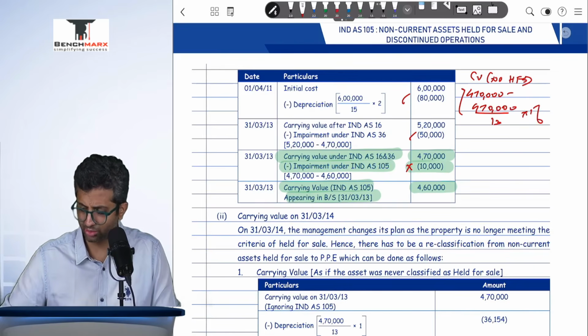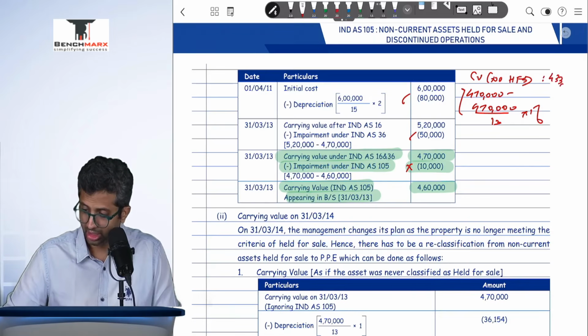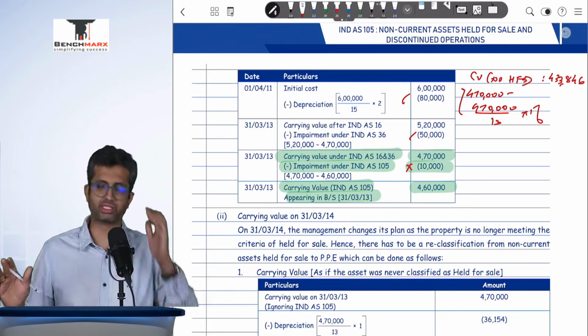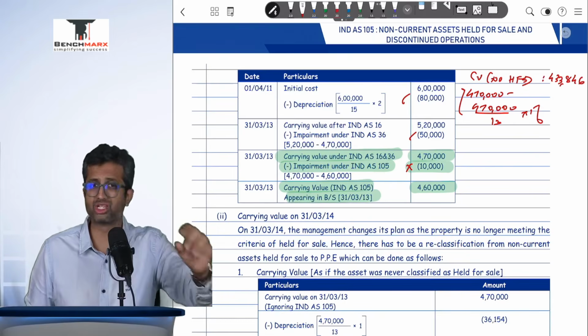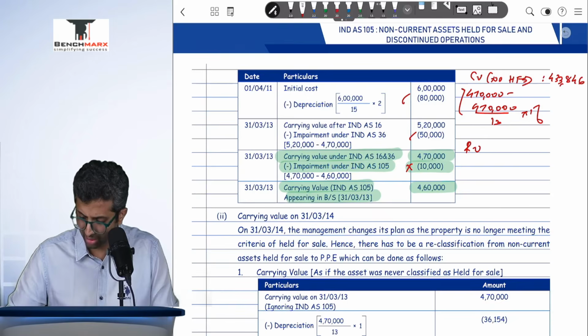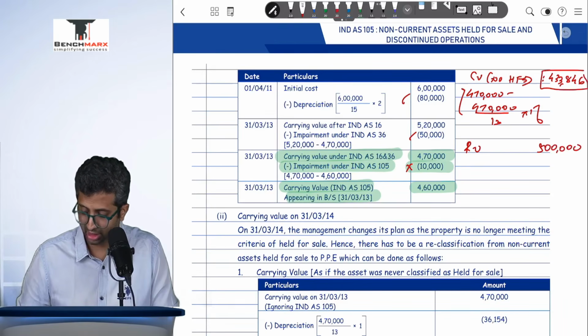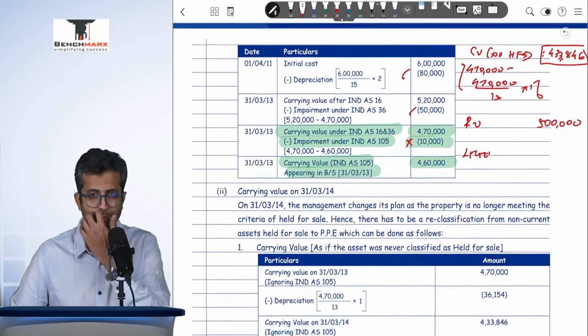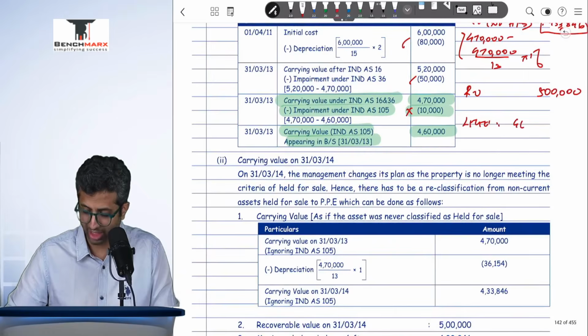around 36,154, and your carrying value will be around 4,33,846. Had there been no held for sale classification, there would still be depreciation. There would just not be that 10,000 write-off, but there would still be depreciation. Compare that with the recoverable value, which is 5 lakhs, and hence you will select whichever is lower, which is 4,33,000. Now in your ledger, you are showing the asset at 4,60,000.